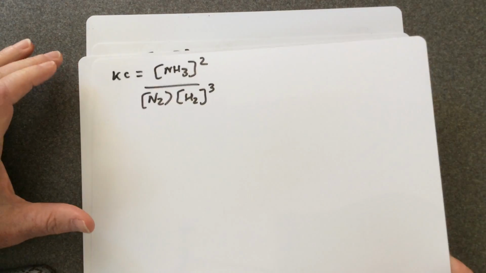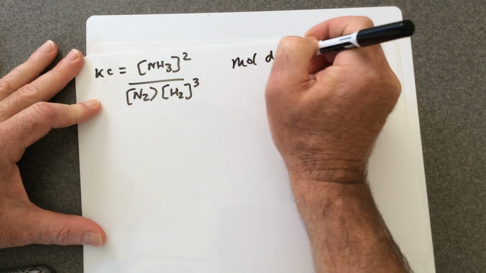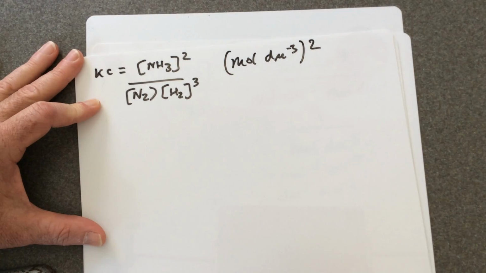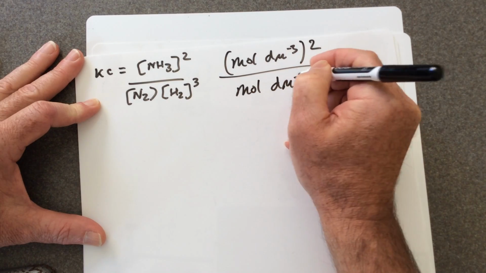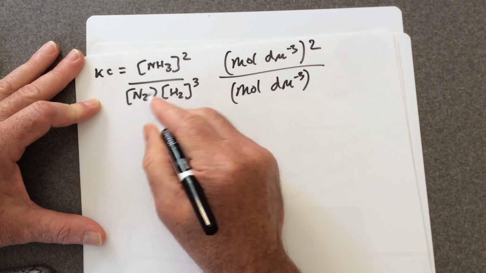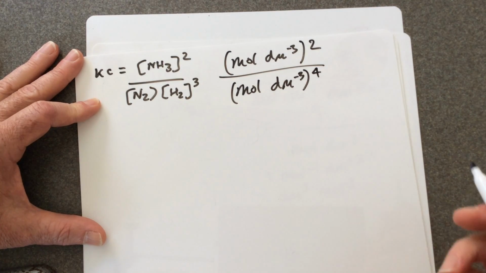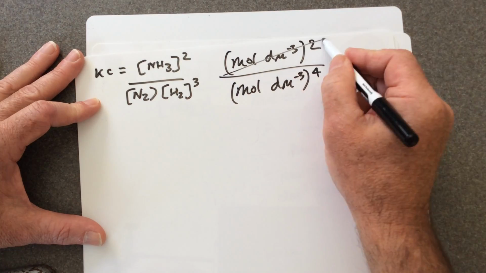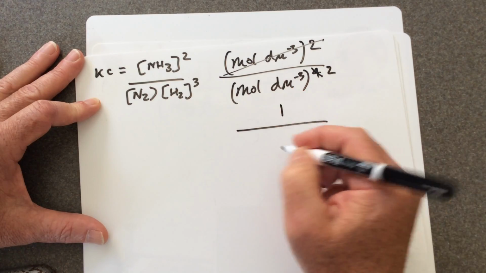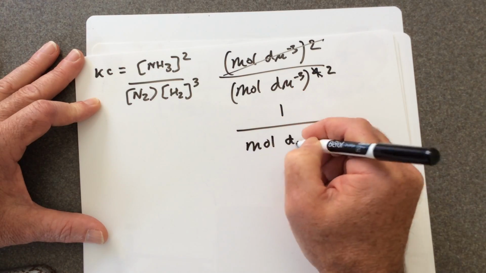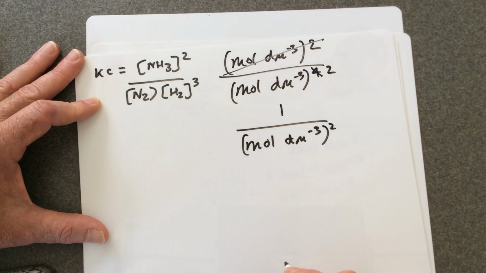A slightly more complicated one is going to be this, because I can see I've got moles per decimetre cubed squared on the top, and in total I've got moles per decimetre cubed. Well, there are 4 lots of these, so to the power of 4. So when I cancel these, that is going to cancel with 2 lots of that. So I'm going to end up with 1 over mole dm cubed squared. So how do I simplify that?